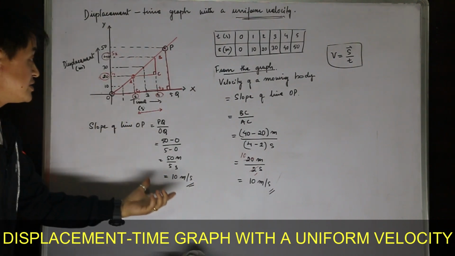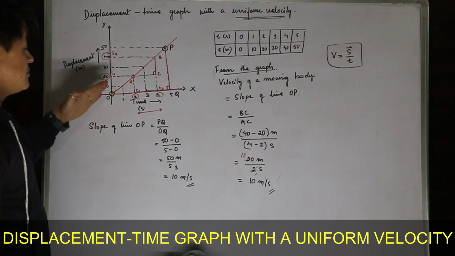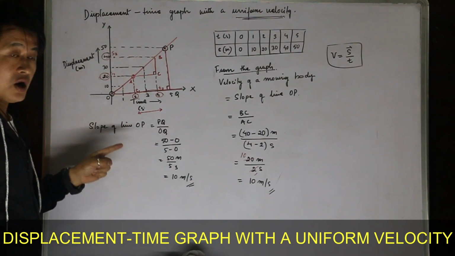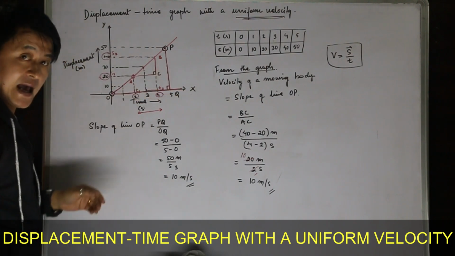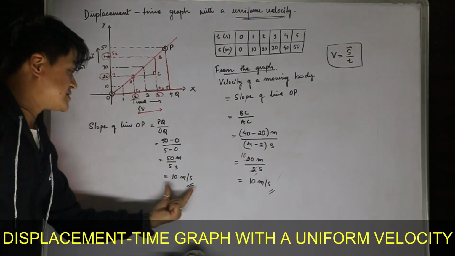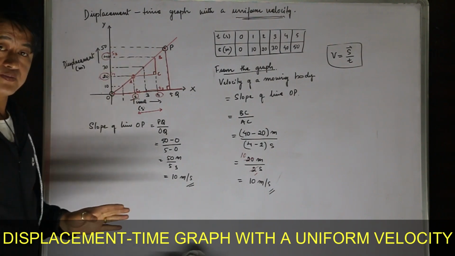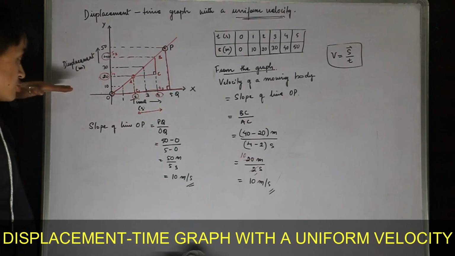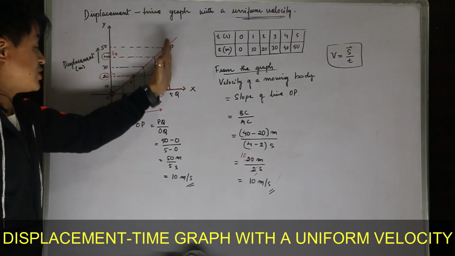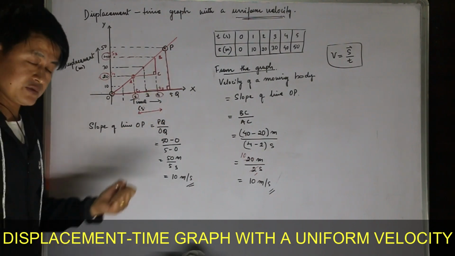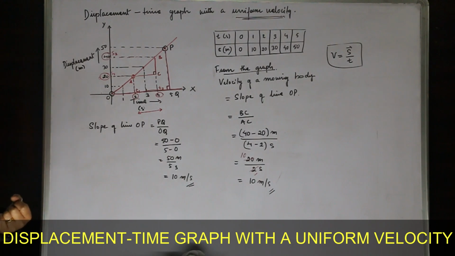If you have to find the velocity of the body, we have to find 2 points on the slope which is inclined to the x-axis. With that slope, we can easily find the velocity of the moving body. We can take any 2 points. From those 2 points, towards the x-axis we draw the horizontal line, and from the y-axis we draw the vertical line. From there we can easily find the velocity of the moving body.